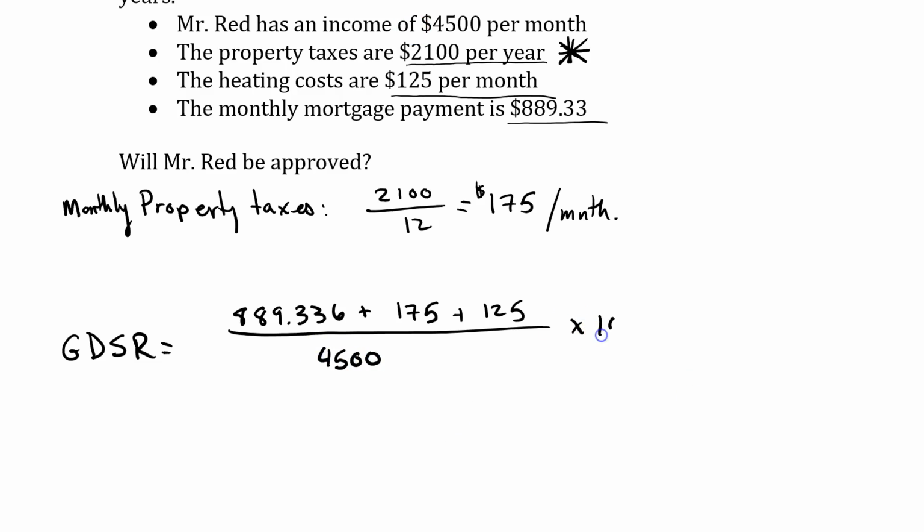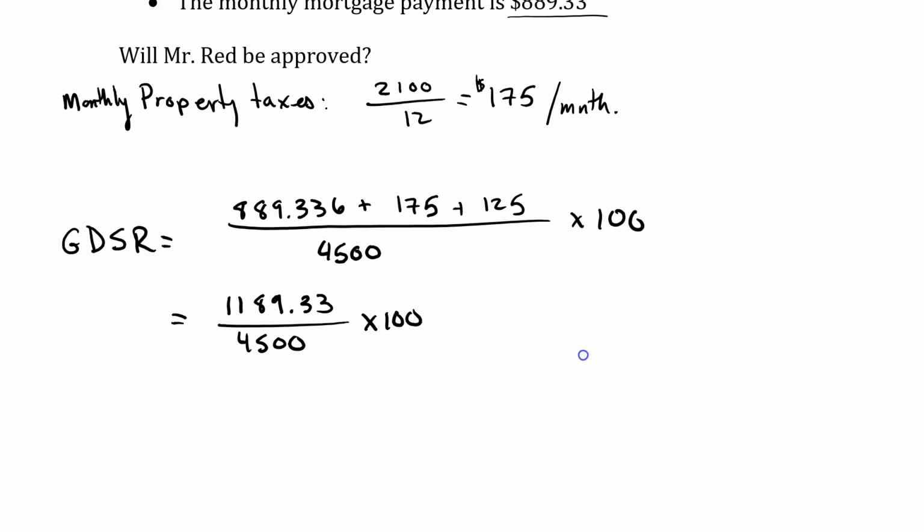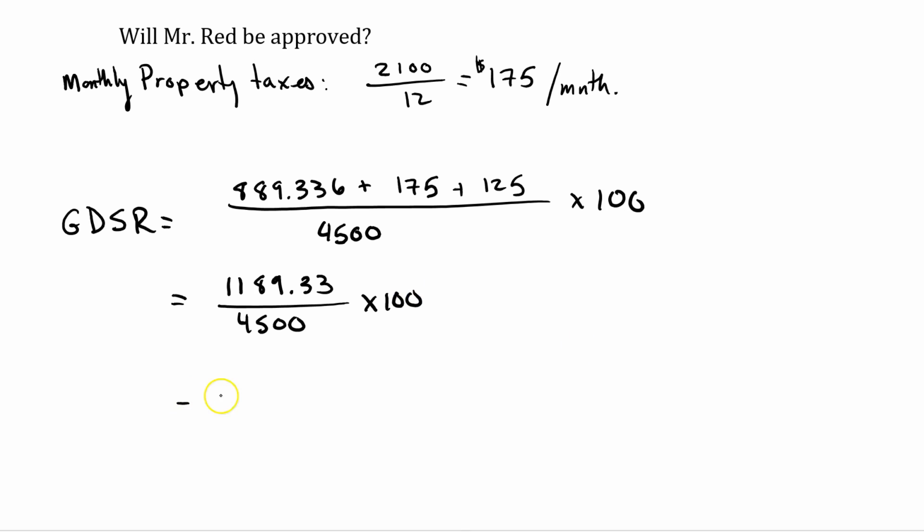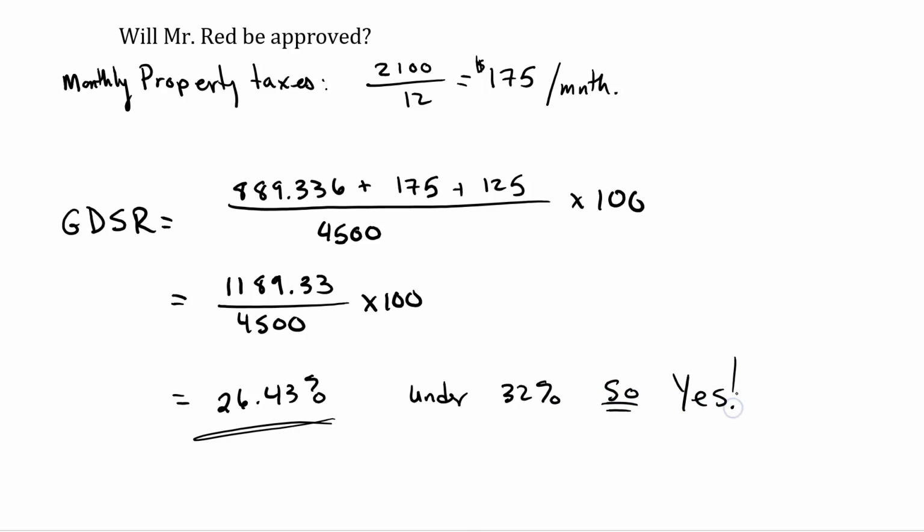And we want to multiply that by 100, so we don't even have to think about converting it into a percent. When I add my numerator, I get 1,189.33 all over 4,500 multiplied by 100. And we get 26.43%. Now here's the thing, it's under 32%. So, yes, Mr. Red will be approved.